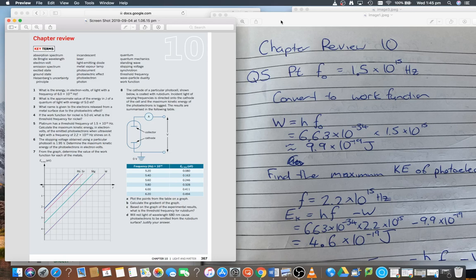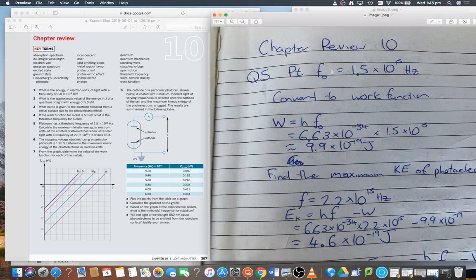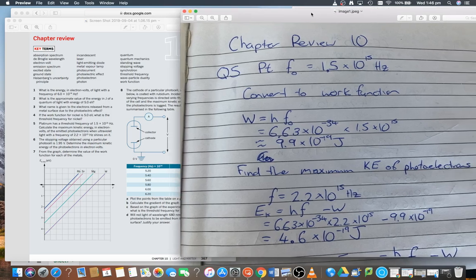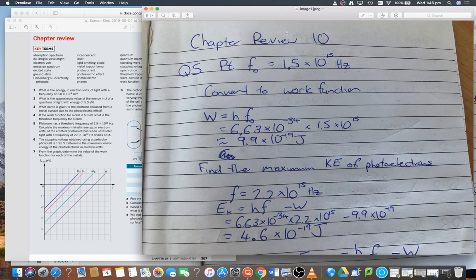So the strategy I used here, I started with the threshold frequency and went to find the work function. The work function is equal to Planck's constant times the threshold frequency. So this will give the photon energy, which would be just enough to release an electron. Calculating that, I ended up with approximately 9.9 times 10 to the minus 19 joules.